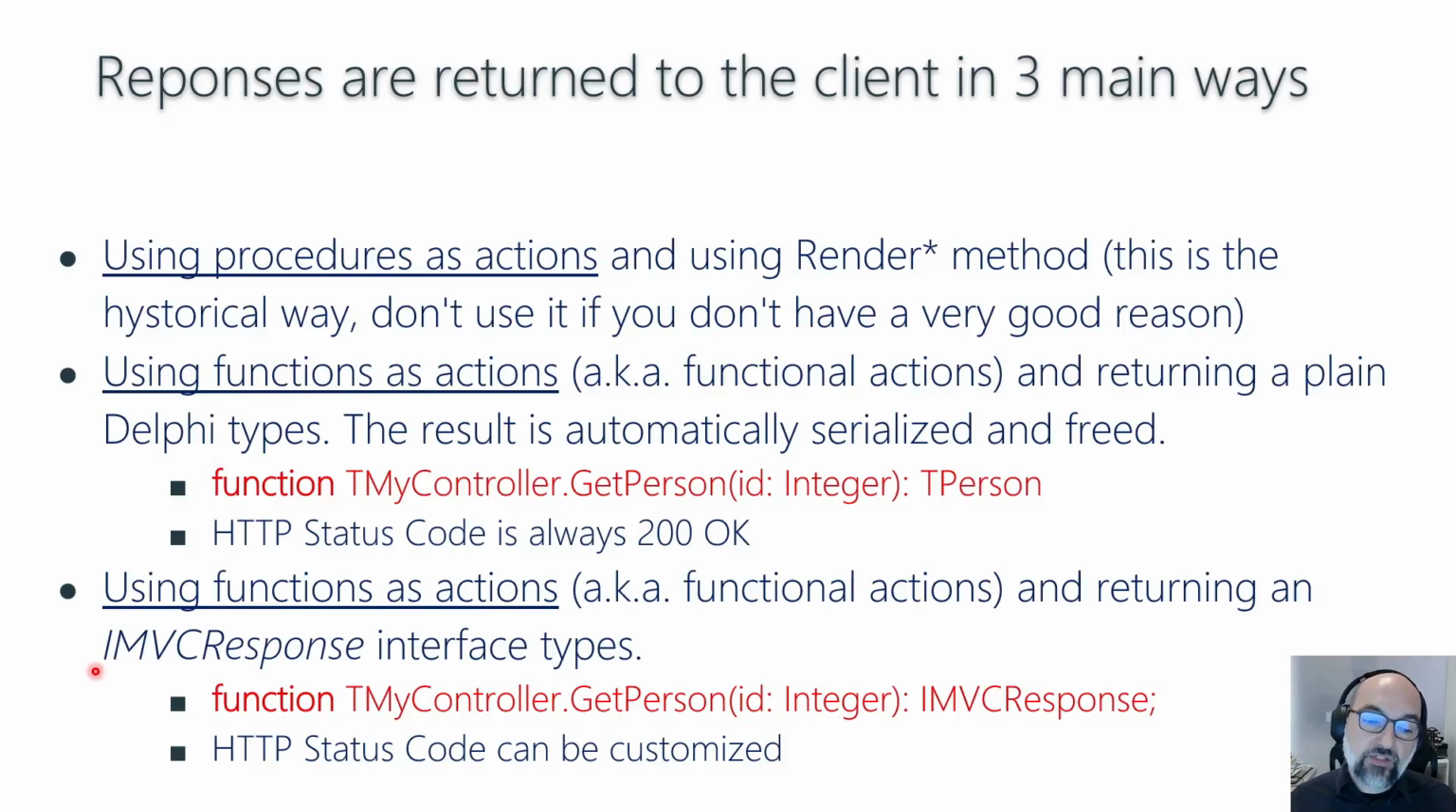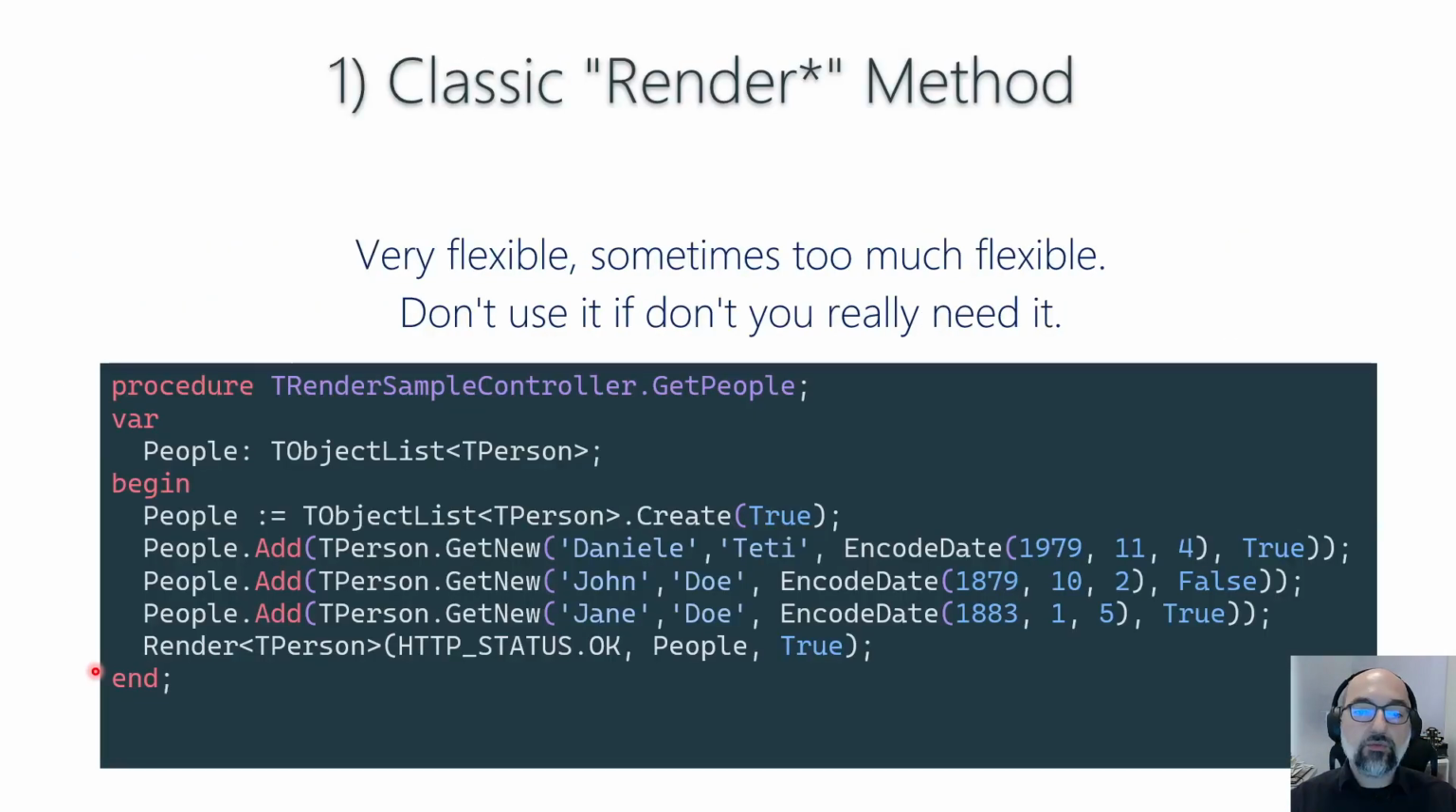You can also use functions as actions, but not returning plain Delphi data types, but an IMVCResponse. In this case, you can completely handle the response and also the HTTP status code. Let's see some examples. In this case, we have the most flexible way to do the rendering, but sometimes it's too flexible, so don't use it unless you really need it. Maybe in a project with 100 APIs, you would do this kind of render maybe five times, more or less.